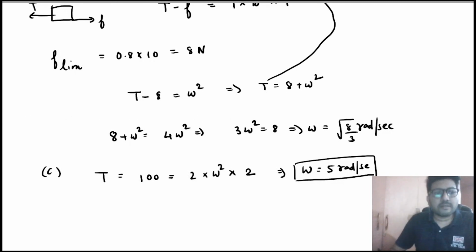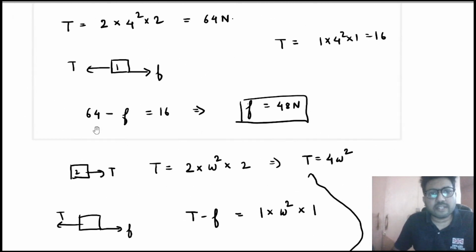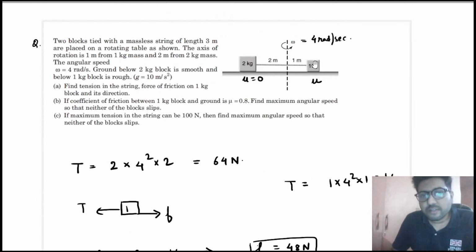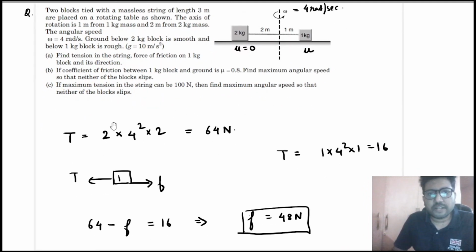So in this question, last part, you have to assume that the friction is sufficient in this case. So here the friction is sufficient so that this is also rotating along with the table. So in this case, you will not have to assume that mu is 0.8. In this part of the question, you will assume that the friction here is sufficient.